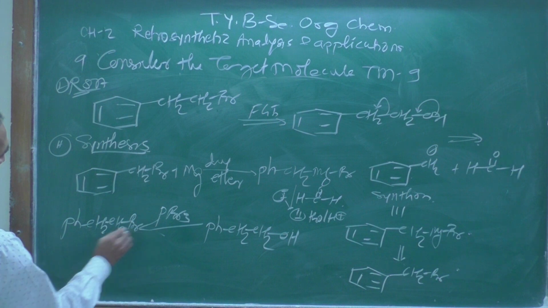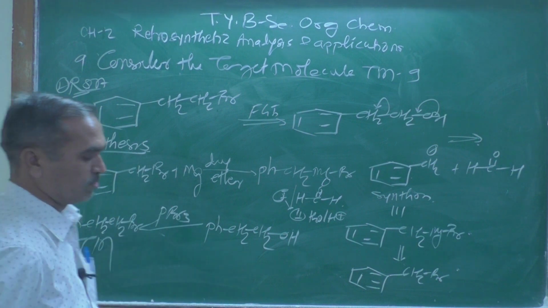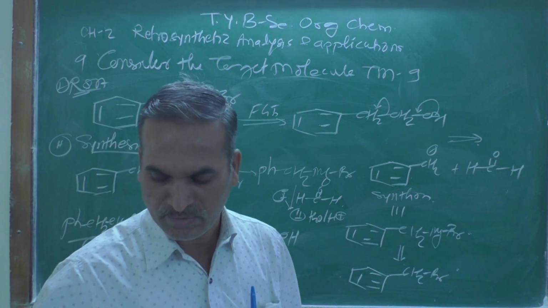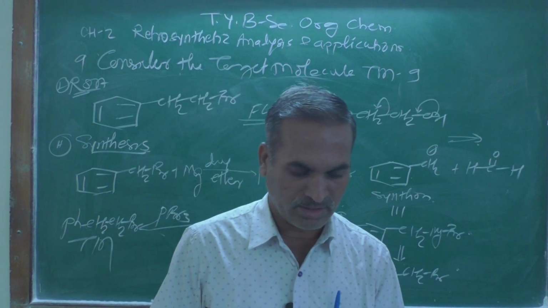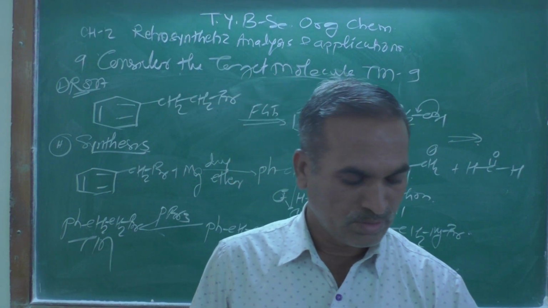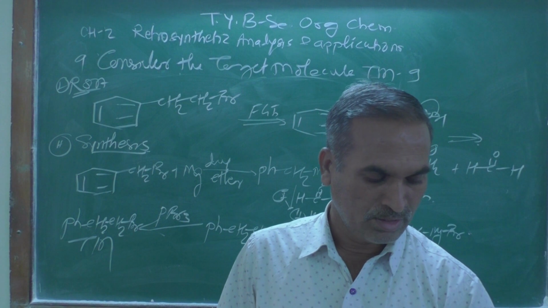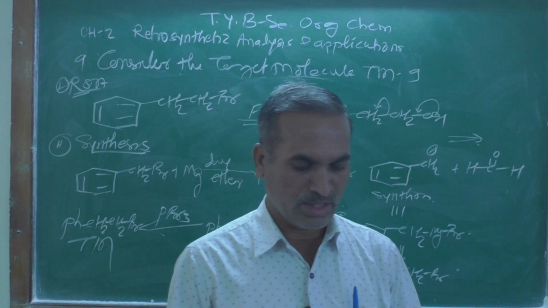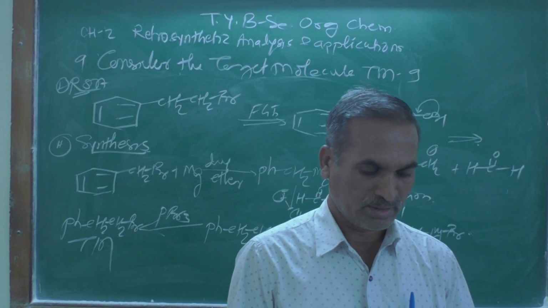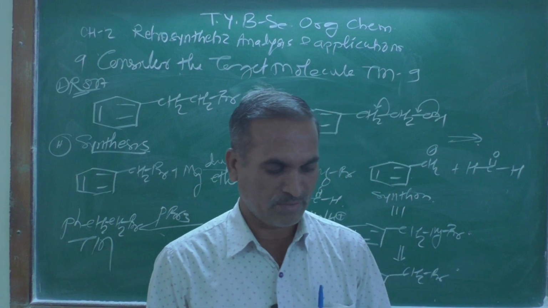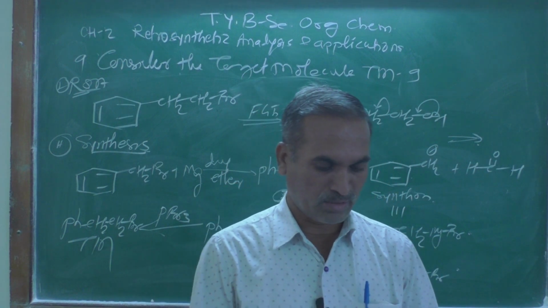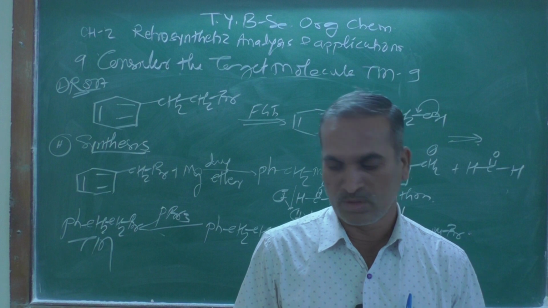CH2 and the Br, which is our target molecule. That's it. So in this way we can synthesize any target molecule which are given in the book, right? So in this way we can prepare the synthesis of any target molecule which are given in the book.